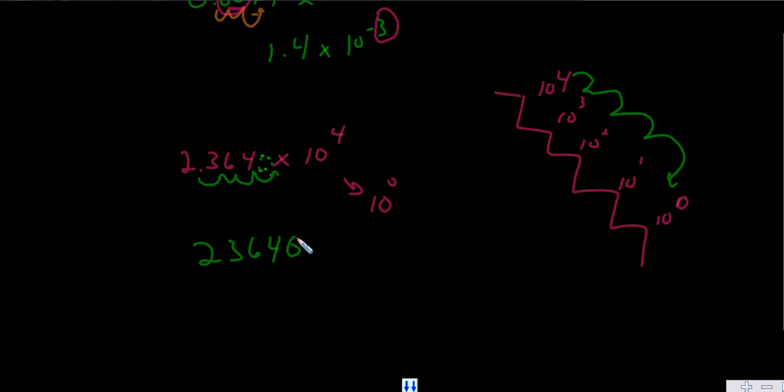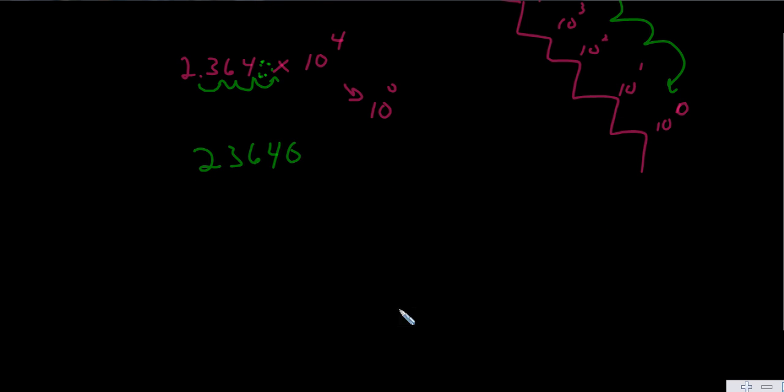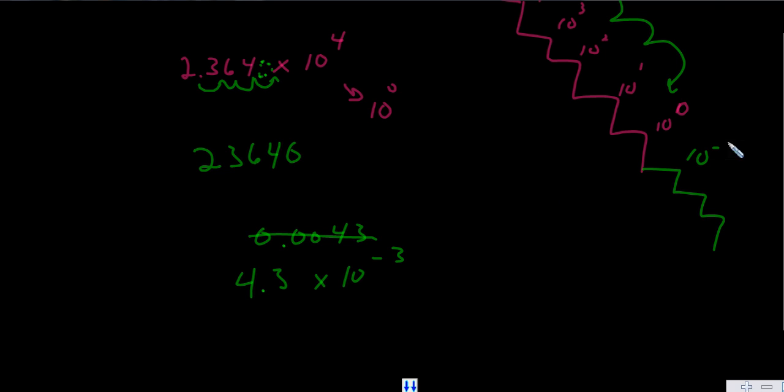it's 23,640. Now what if you needed to take a number such as 4.3 times 10 to the minus 3, and you wanted to get that into normal form? Well, then you would need to move that decimal again, to get that 10 to the minus 3 into 10 to the 0 form. And so you move the decimal 1, 2, 3 times to the left.